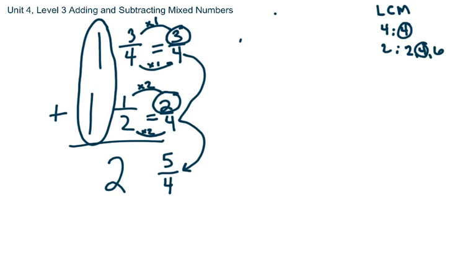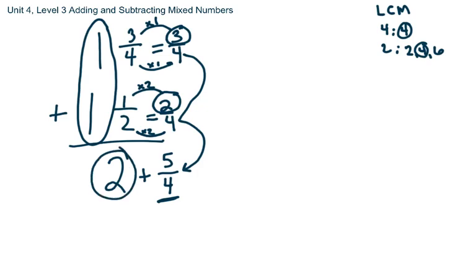However, one thing that we have to be careful of, and what you'll notice with my answer right here, is that I ended up with a mixed number that has an improper fraction. I can't keep it that way. In order to simplify it, I have to change that improper fraction to a mixed number. So I'm going to think of this particular problem as 2 plus 5 fourths. So I'm going to change 5 fourths into a mixed number and then add that 2 to it.